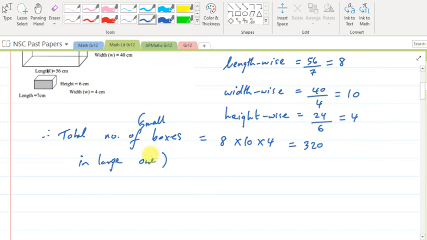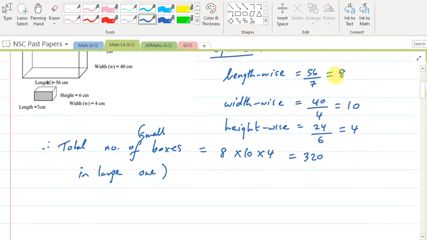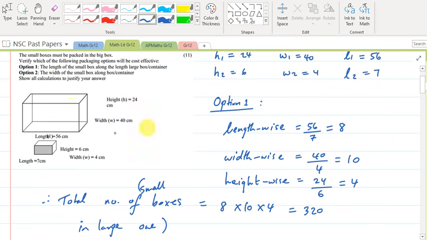So 320 of the small boxes will be filled in the larger one, and you can see we're not getting any decimal commas. So basically this option 1 is already compact, there are no spaces in this. The spaces are maximized, so it is full, you can't find any space in there. But let's look at option 2.